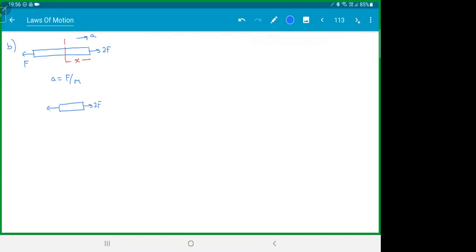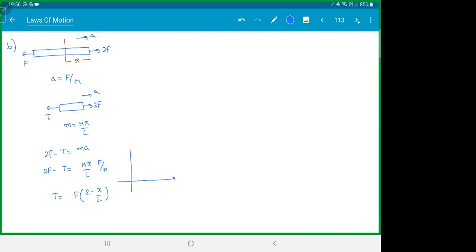2F, tension, acceleration. This mass will be mx by L. Story is the same. 2F minus T is equal to m into acceleration. So 2F minus T is equal to mx by L into F by m. So tension will be F into 2 minus x by L.